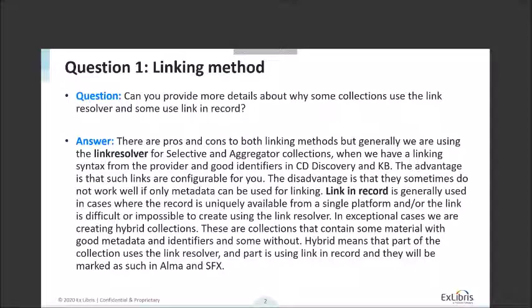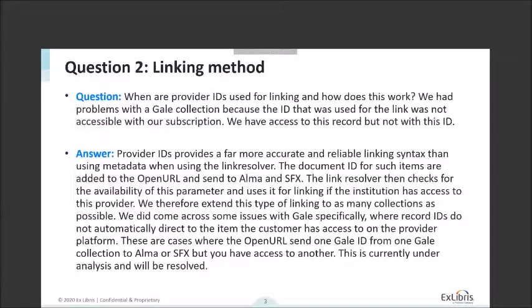So that's about the link resolver and link in record question. There's another question about linking methods. When are provider IDs used for linking, and how does this work? We had problems with the Gale collection because the ID that was used for the link was not accessible with our subscription. We have access to this record, but not with this ID. This is a question consisting actually of several questions. Several people asked about this, and one specifically pointed at the problem with Gale.